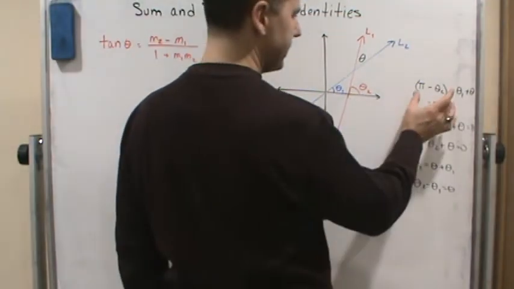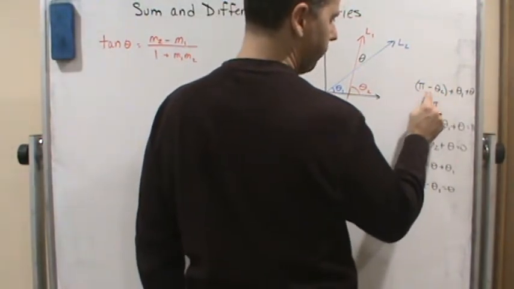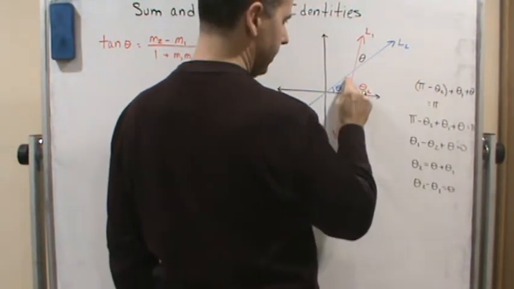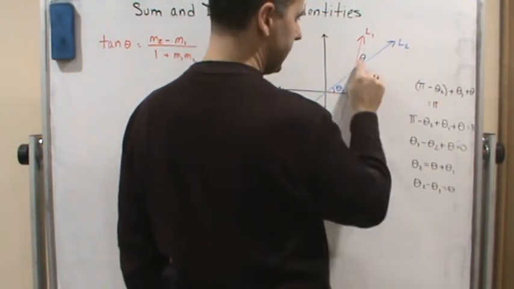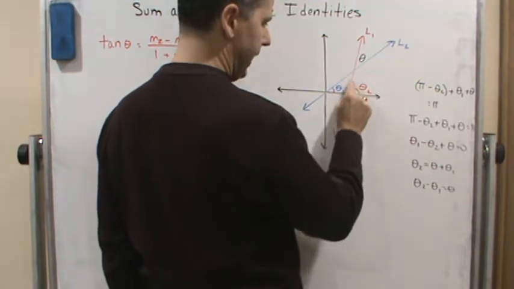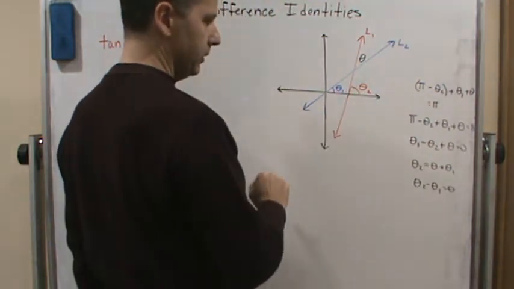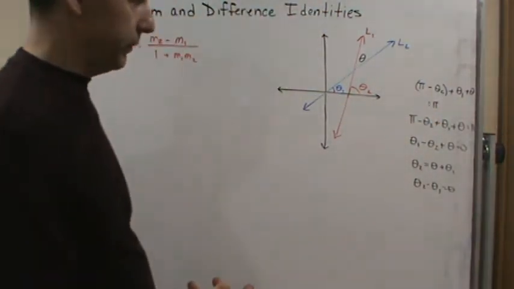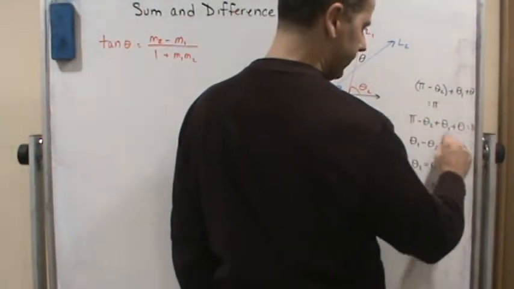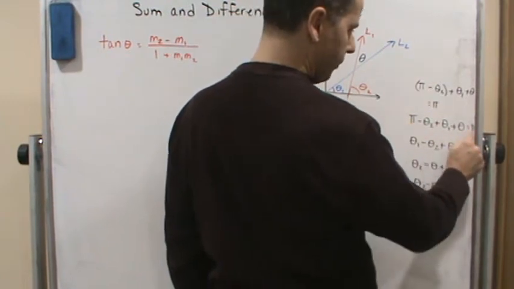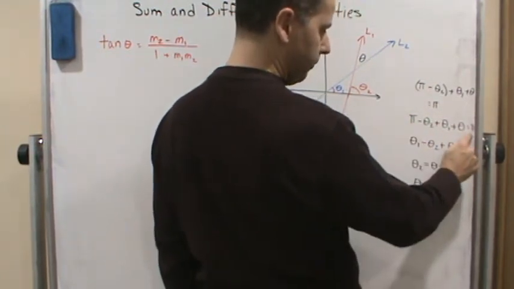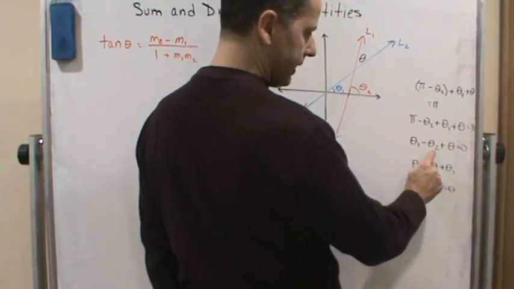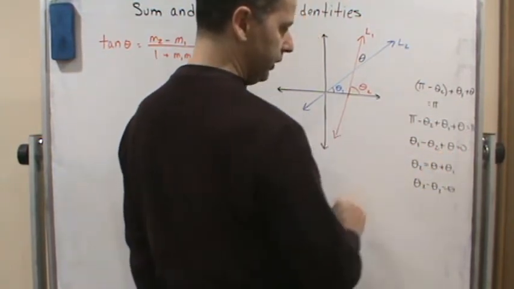So I said, okay, well, let's take pi minus theta 2 plus theta 1 plus theta, so those are the three interior angles. That has to equal pi, right? It has to equal 180 degrees. Well, if you write it out this way, then you can cancel the pi with the pi on either side of the equal sign. And then you end up with this. You end up with theta 1 minus theta 2 plus theta equals 0.